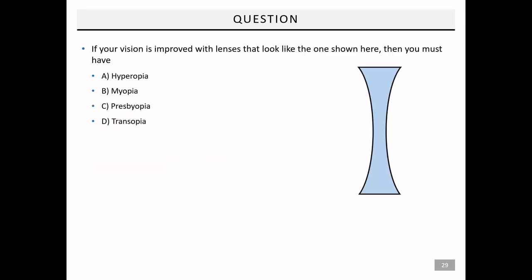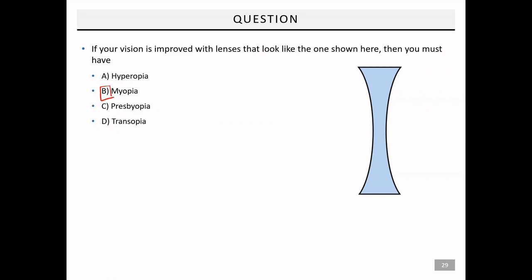So this is another one of those "are you paying attention" questions. It asks, if your vision is improved with lenses that look like the ones shown here, then you must be which of the following? To answer this question, you have to identify the kind of lens that this is, and then determine which type of vision defect this lens corrects. If you're not sure of the answer, why don't you go back a few slides and try to figure it out? But if you are sure of the answer, then you should know that it is B, myopia.